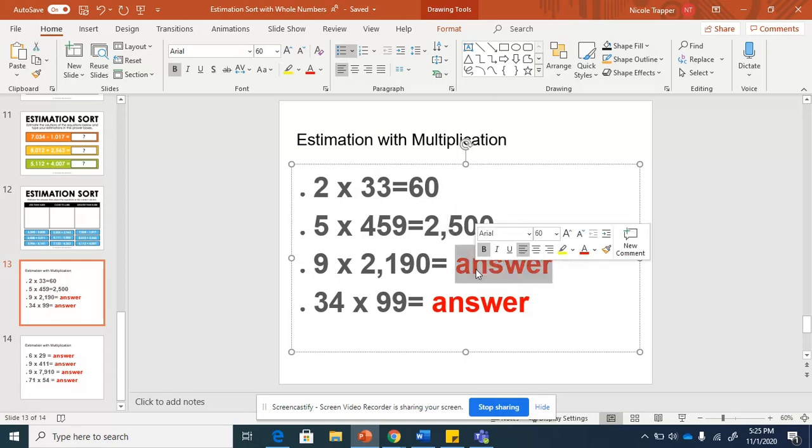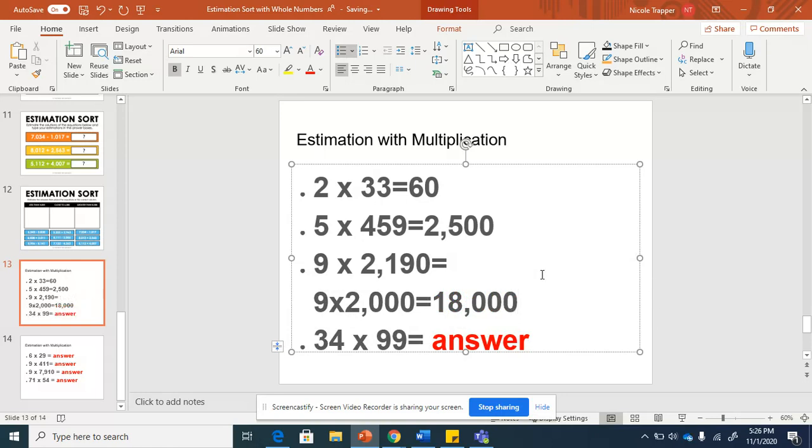If it's helpful for you, you could do this as well. So this one says 9, and we're going to keep that the same, times 2,190 would round to 2,000, and then put an equal sign and solve it from there. So you could say that's 9 times 2 is 18, and then you need 3 zeros. It's okay if it goes on the next line. I would understand that you did this in order to figure out the problem, or you could write it down on a piece of paper. So either way you'd like to do that, or if you could do it in your head, that's just fine as well.